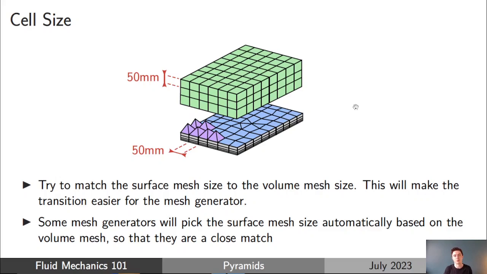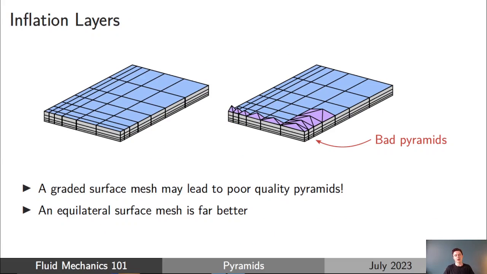But if you have a more manual mesh generator and you can actually create the surface mesh yourself, have a think, how large are those cells going to be away from the surface, or at least close to the surface, and try and get your surface mesh to be a close size to those cells. And then, of course, you then want to be aiming for close to square cells and equilateral triangles in your surface mesh. And there are some other interesting implications of this as well.